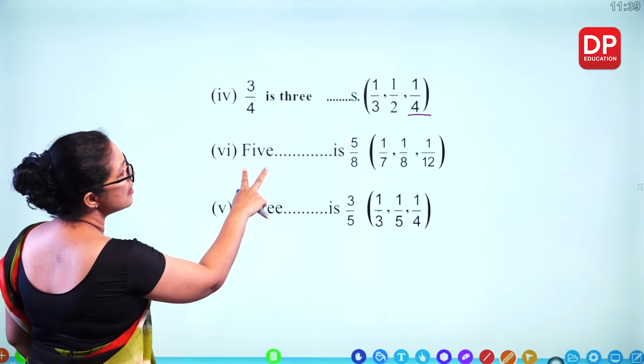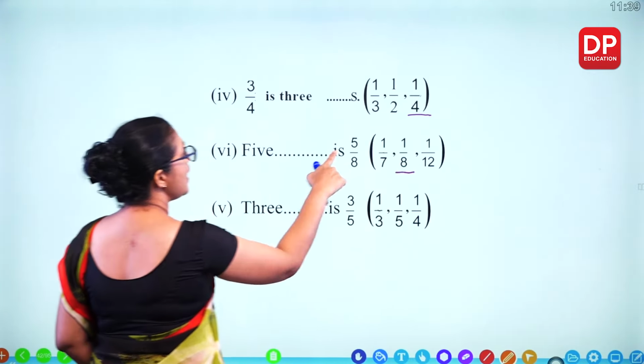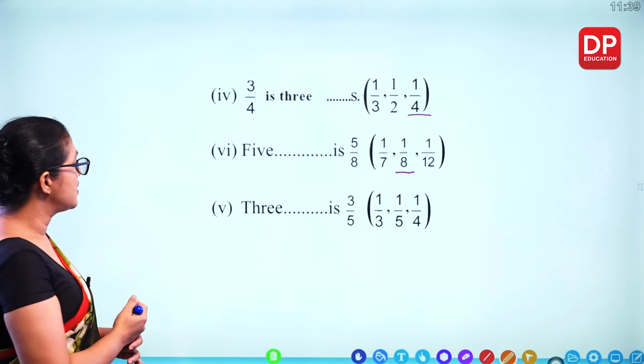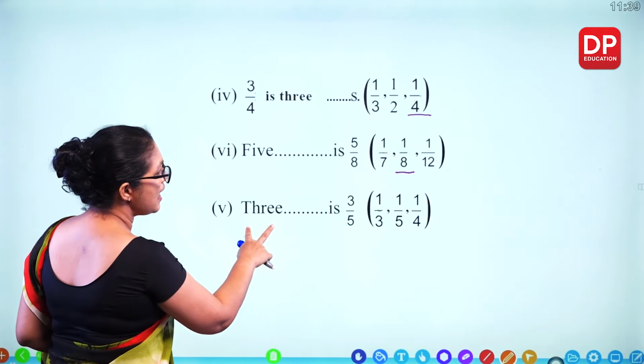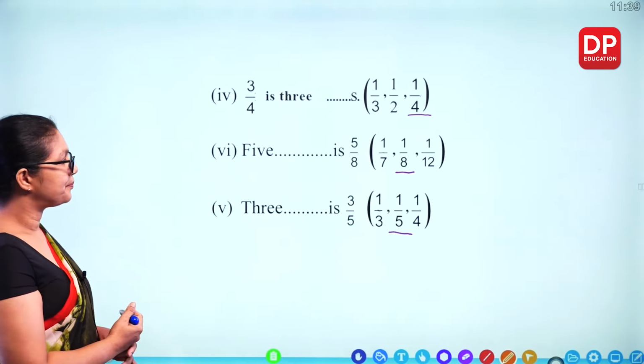5, this is 5 over 8. 5 of 1 over 8 is 5 over 8. 3 of 1 over 5 is 3/5.